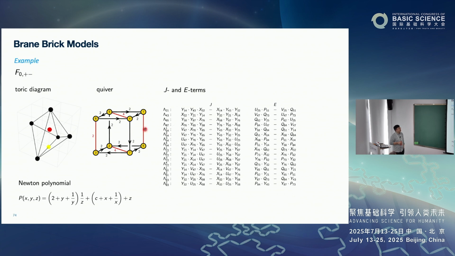Here's another example. We call this the gets above F0 lifted in plus and minus directions. The toric diagram is of this form, and the quiver diagram is this, and the J and E terms are, you can now see, the J terms are all cubic and the E terms are all quadratic.